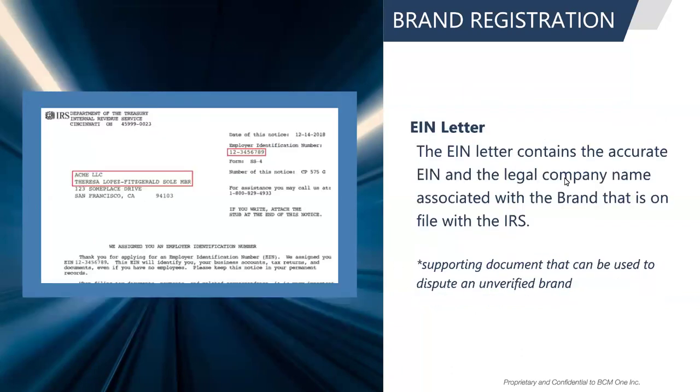For US businesses, if the brand came back unverified, the EIN letter will be the document that we can use to dispute the rejection. So the EIN letter contains the accurate EIN, legal company name, and legal company address associated with the brand that is on file with IRS. State-level documentation will not be sufficient as verification is done at the federal level.